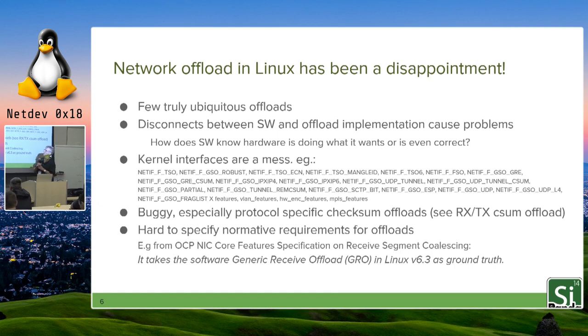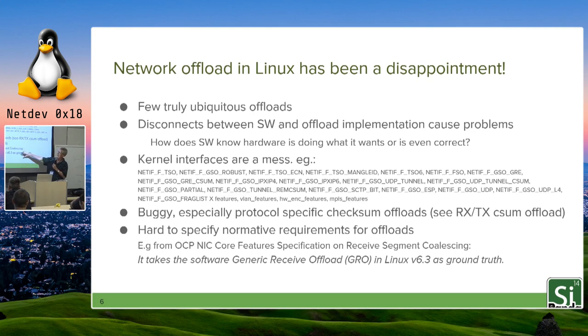And the example I would use, so from OCP, there's a NIC core feature specification. You know, on one hand, it's a great effort. I sympathize with the vendors. They want a standard to implement against. Protocols have very specific standards. Why not NICs? Problem is, so much of this is not amenable to being standardized. It's like a moving target.